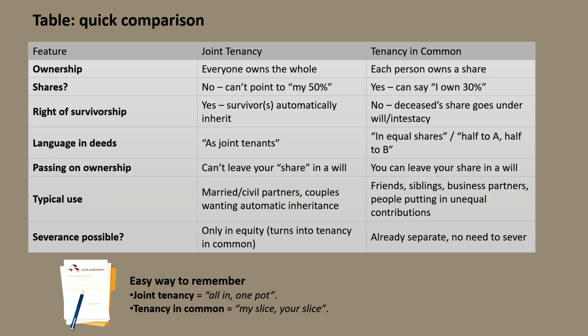And typically, obviously, it's business partners who are purchasing a property together to run their business, or even friends or siblings or university students who maybe aren't even that close in some cases, so they don't really want to automatically pass all their ownership to the other tenants. So that is why it might be more convenient to have a tenancy in common with distinct shares that you can give to whoever you want to name in your will.